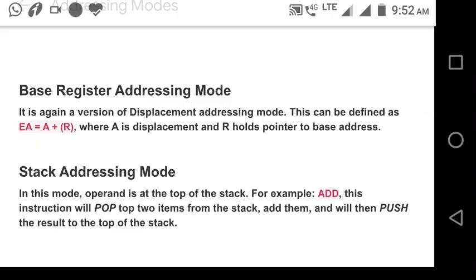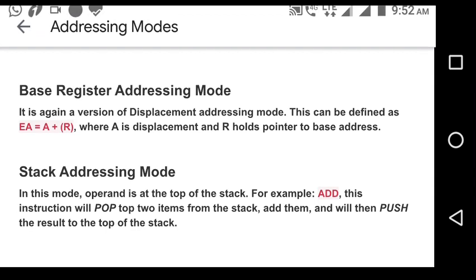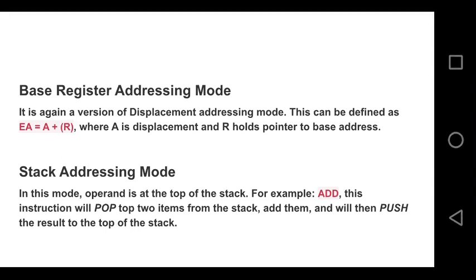Next we have base register addressing mode. It is again a version of displacement addressing mode. This can be defined as A is the displacement, and R holds the pointer to the base address. As I said, it can be used to access array elements. And we have stack addressing mode. In this mode, the operand is at the top of the stack. For example, add. This instruction will pop the two items from the stack, add them, and push the result back to the top of the stack.